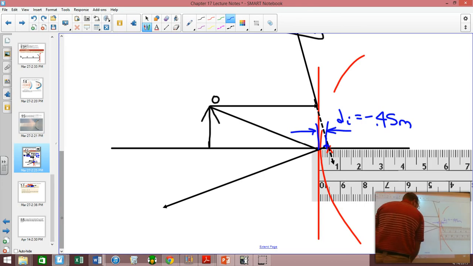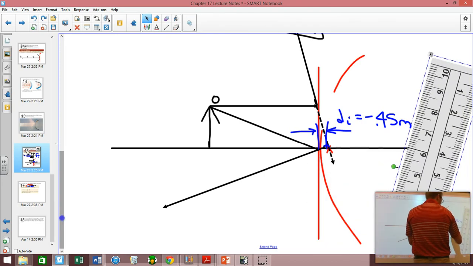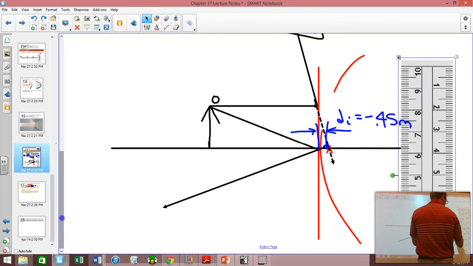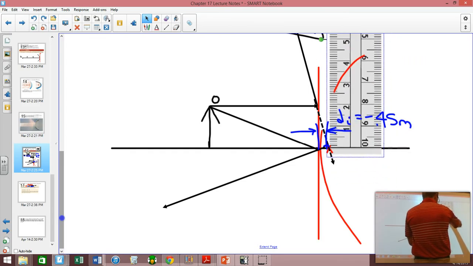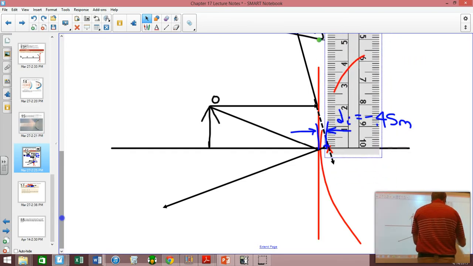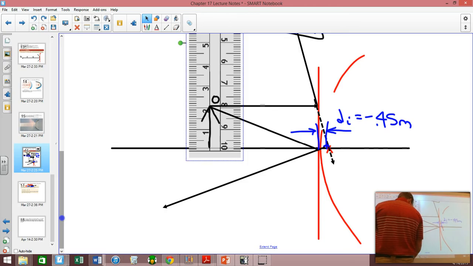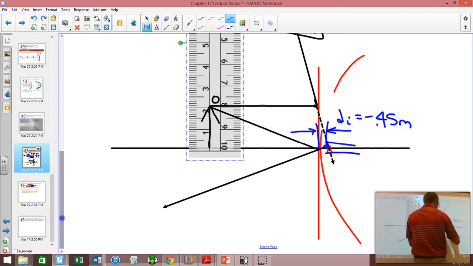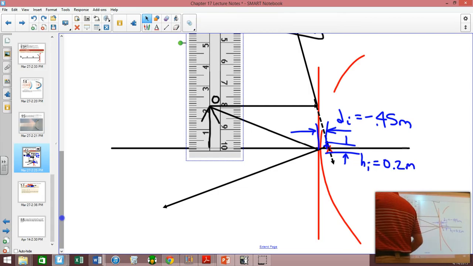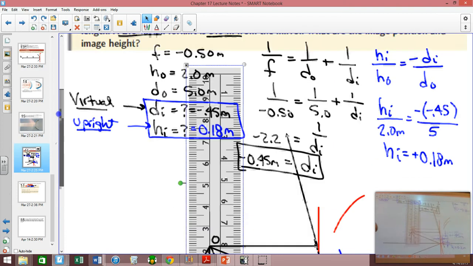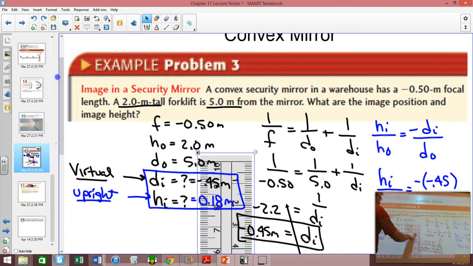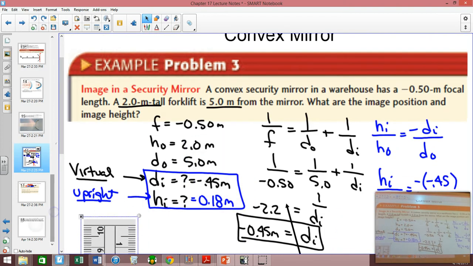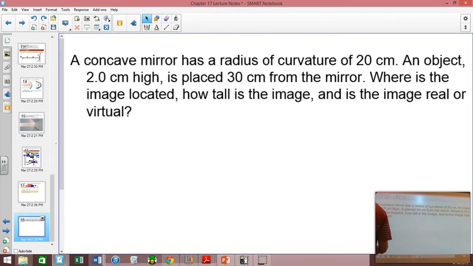And then my height, I measure the height of it, turn my ruler. Boy, it looks like about 0.2. So the height of my image, which matches up very nicely. So if you do a nice ray tracing or you do the math, they should give you the same answer. And then lastly, I want to do a concave mirror problem.